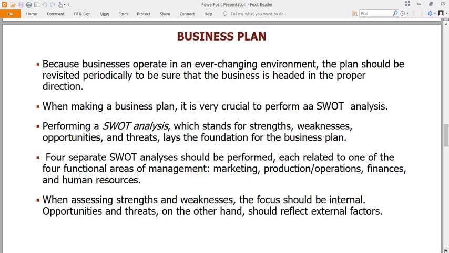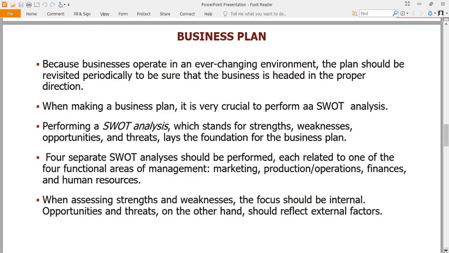A SWOT is an acronym for strengths, weaknesses, opportunities, and threats. So strengths, you look at your strength from within, you as a business, as an organization, what is your strength over your competitors. Then the weakness, that is also an internal check. What are my weaknesses as a person or as a business? That is also from within.